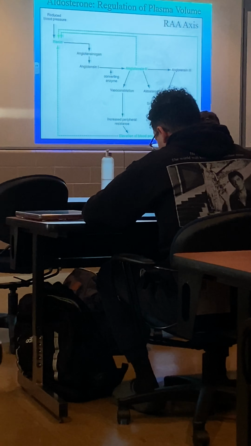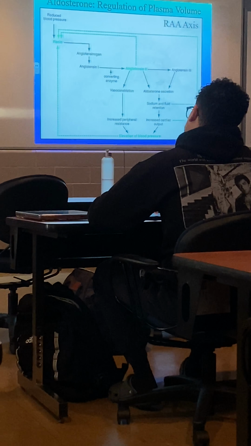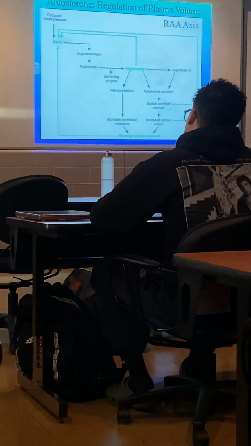Vasoconstriction is the general overall effect, and when you vasoconstrict, you increase total peripheral resistance, and that's going to be one of the major factors in Ohm's law that dictates blood pressure. Blood pressure equals cardiac output times total peripheral resistance. TPR goes up, blood pressure goes up. And that will contribute to feedback in the production of renin. But that's not the only thing that angiotensin 2 is going to do.